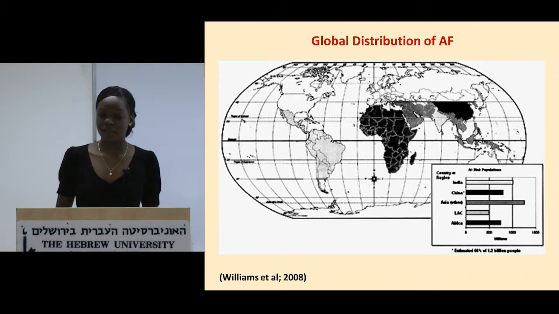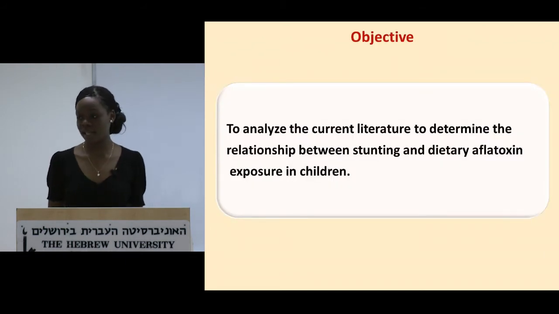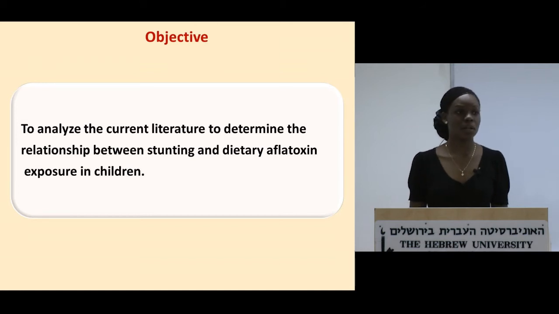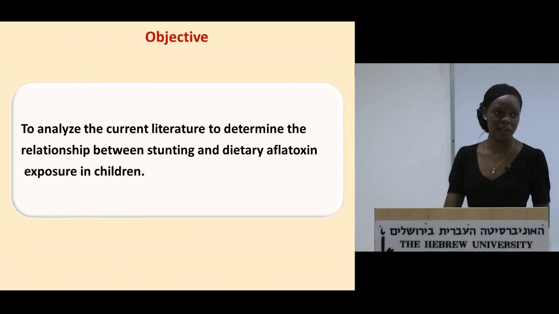The objective of this research exercise was to analyze the current literature to determine the relationship between stunting and dietary aflatoxin exposure in children. Actually, I got to wonder because it's projected that even in 2020, the height-for-age Z-score in children would have only increased by 0.7 units in Africa.